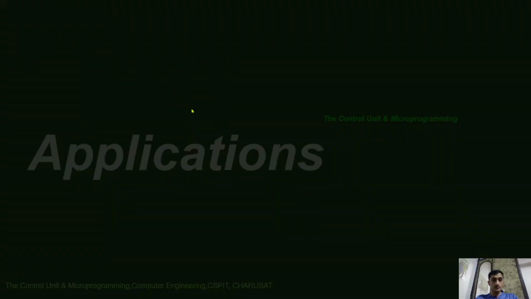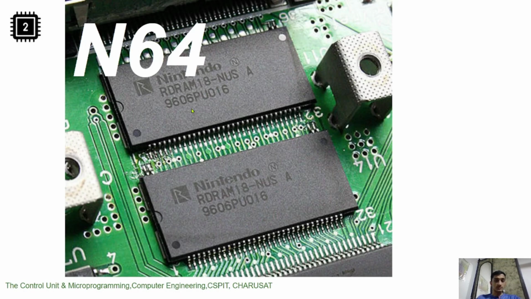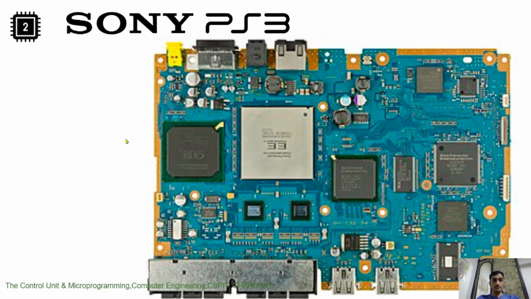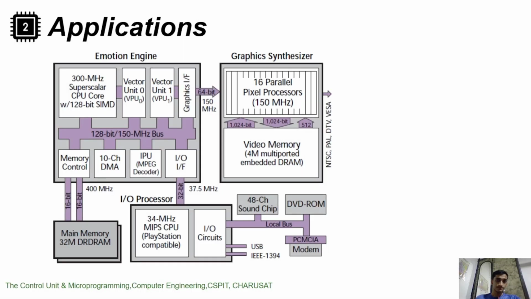Applications. This is the Nintendo 64 graphics card, which implements a microprogrammed unit. This is the Sony PS3 circuit, which also implements microcode with the help of vector processing and array processing. It was developed by Sony Computer Entertainment (SCE).